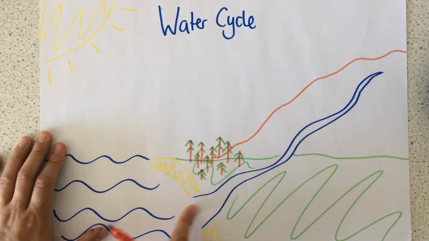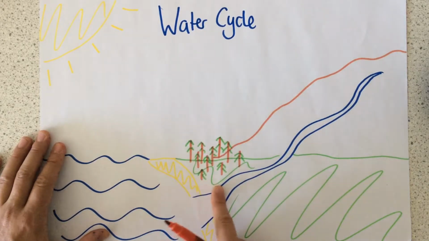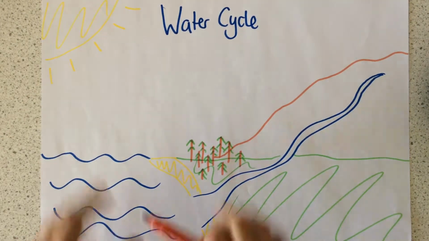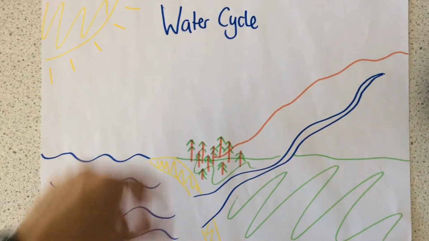Here we have a river running through. I have a forest here. The sea is here, and we've got a nice bright sunshine here. So let's see how water moves around from one place to another.